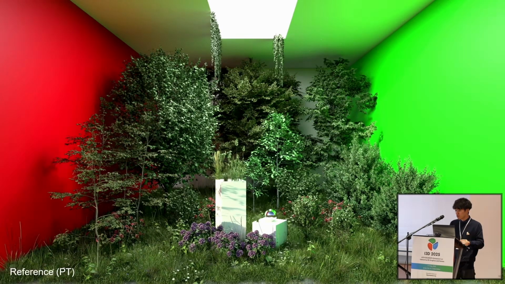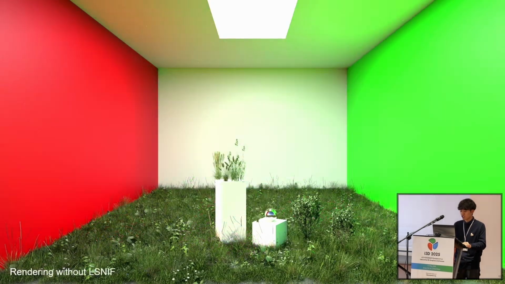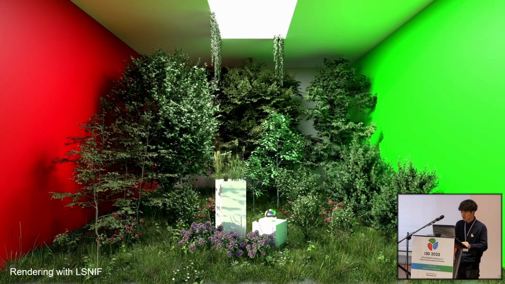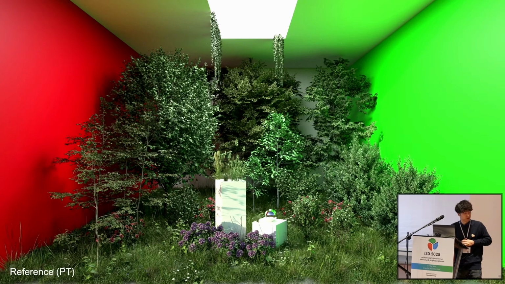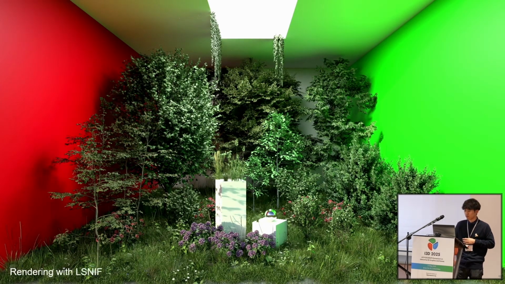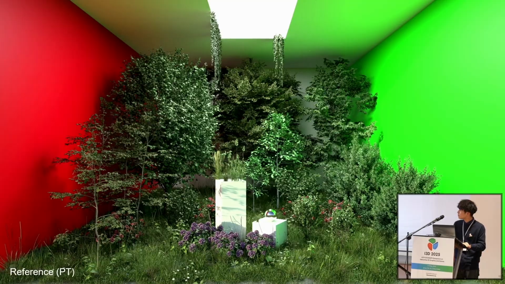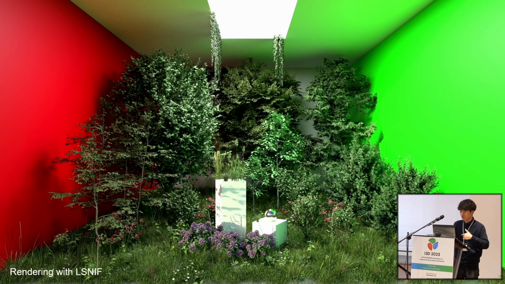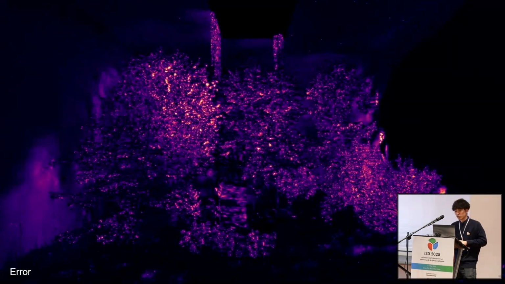And this is another challenging scene with highly detailed geometries. Without the LSNIF objects, the scene looks like this, and adding the LSNIF objects, it looks like this. These trees are rendered with LSNIF. And this is the path tracing reference result. This one is LSNIF, and this one is path tracing. And again, LSNIF, path tracing. This shows the FLIP errors. Actually, we can see some difference between them in this scene, but we believe this is still visually plausible.